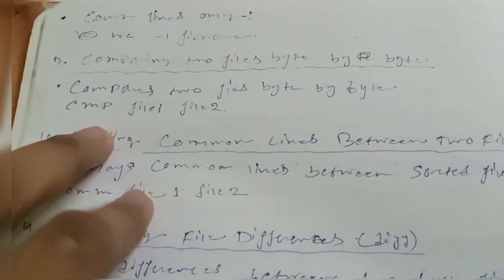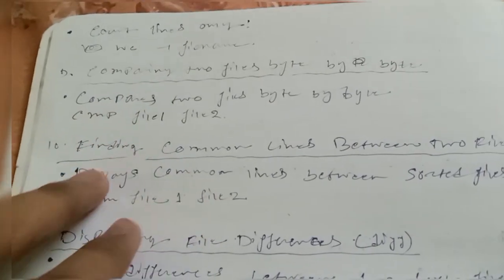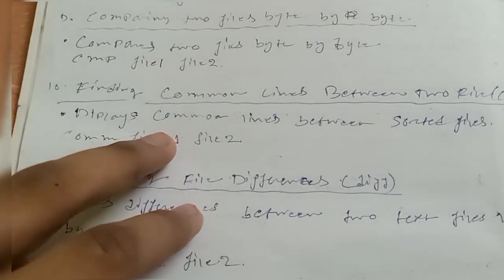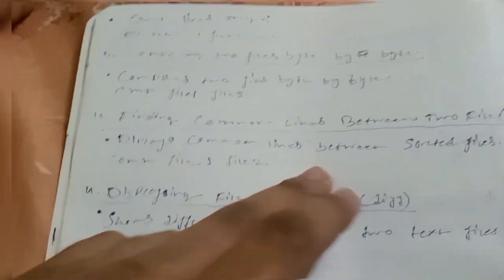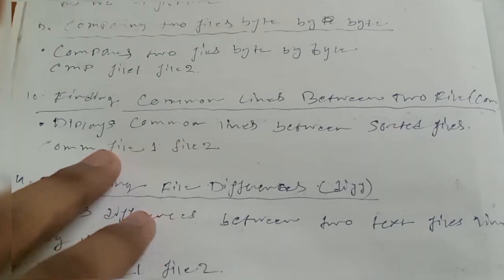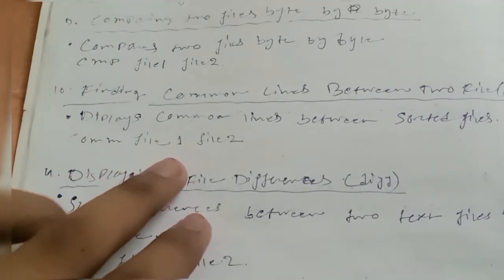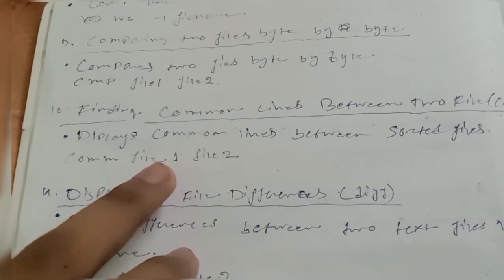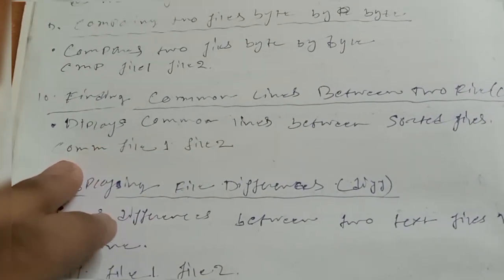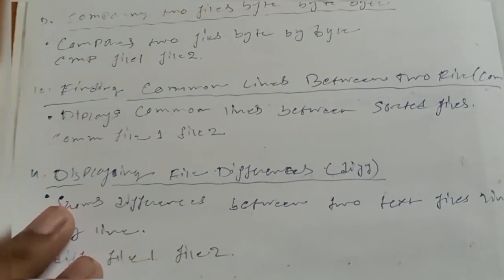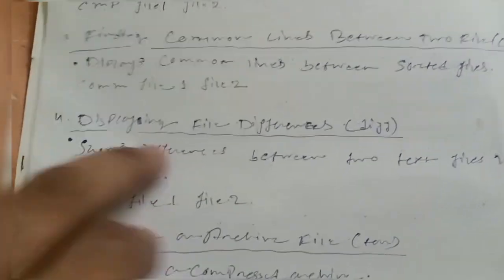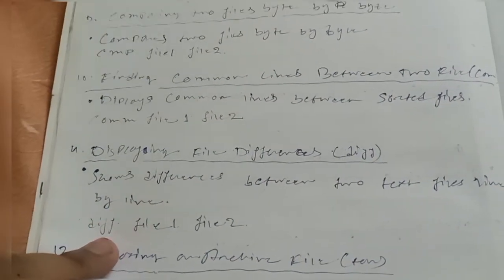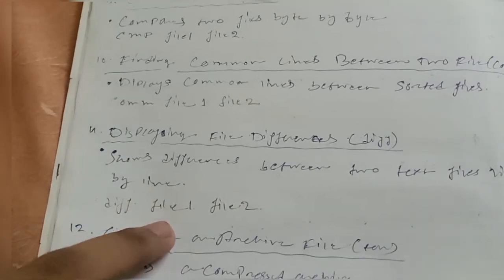Comparing two files byte by byte, we use the cmp command: cmp file1 file2. Finding common lines between two files: comm displays the common lines between two sorted files. Both files have to be sorted, and to display the common lines you write comm file1 file2. This is the syntax. Then displaying file differences: the diff command shows the differences between two text files line by line, and the syntax is diff file1 file2.